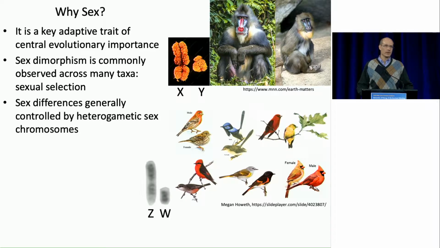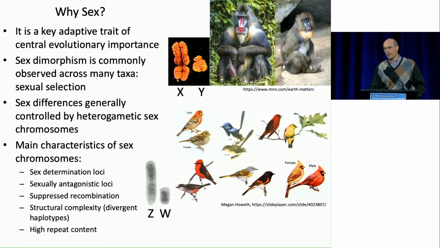Sex chromosomes are heterogametic, but they can be heterogametic in different ways, meaning that if the males have the sex-specific chromosome, it's an XY system, such as in mammals. If the females have the heterogametic or sex-specific chromosome, that's called the ZW system, and that happens to be the system in songbirds. Some of the other characteristics of sex chromosomes, I think fairly obviously, they contain sex determination loci.